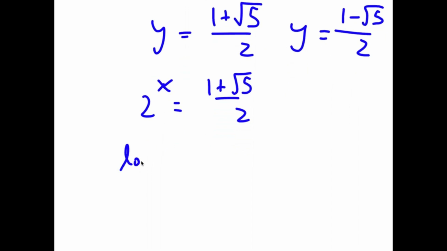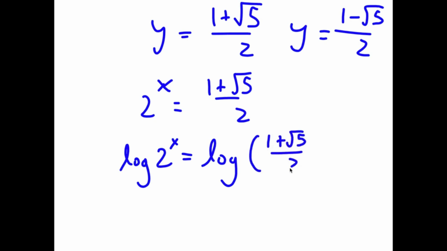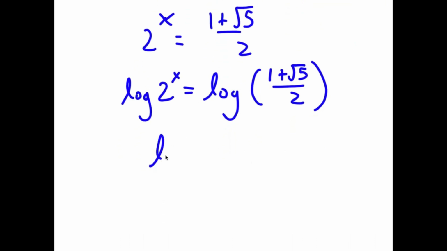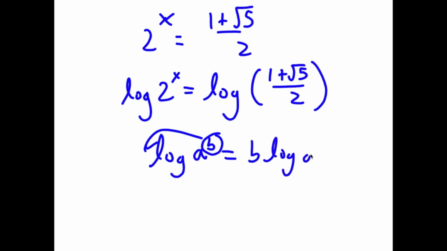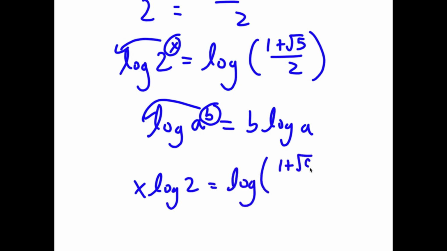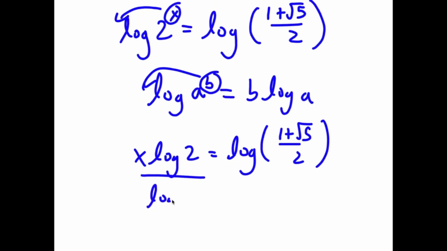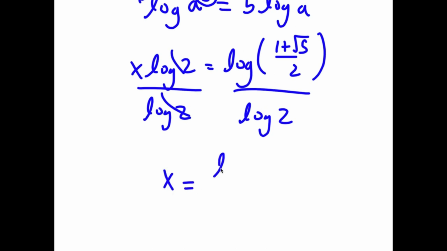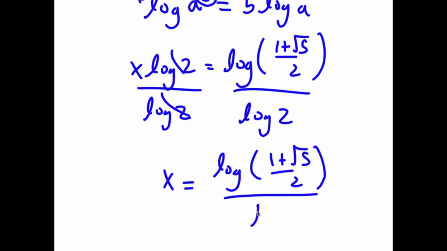And if I take the log on both sides, I have log 2 to the power of x is equal to log of 1 plus the square root of 5 over 2. And if I have something in the form log a to the power of b, I can move my exponent to the front, so this is equal to b times log a. So in this case, I can move x to the front. So now I have x times log 2 is equal to log of 1 plus the square root of 5 over 2. Now if I divide both sides by log 2, these two cancel out, and I have x is equal to log of 1 plus the square root of 5 over 2, over log 2.